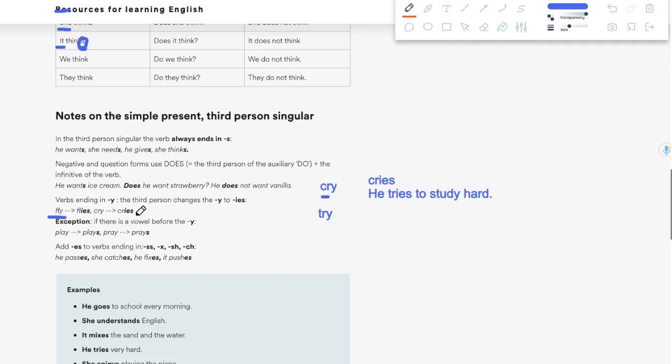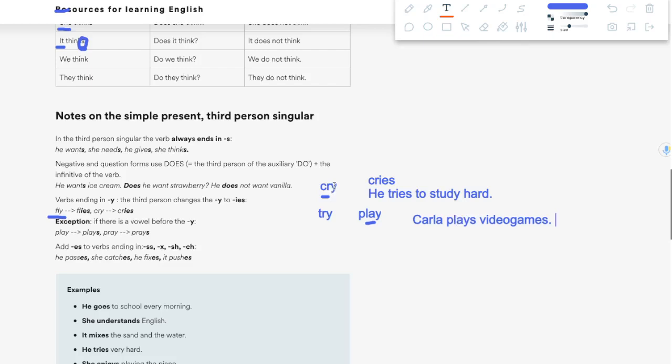There are, of course, some exceptions to this. Here we have the verb play. Before the Y in play, we have a vowel. So when we have the Y, and before the Y is a vowel, then we do not need to change the Y. We just add the S. An example of that is Carla plays video games. The Y does not change into I, because there is a vowel before the Y.